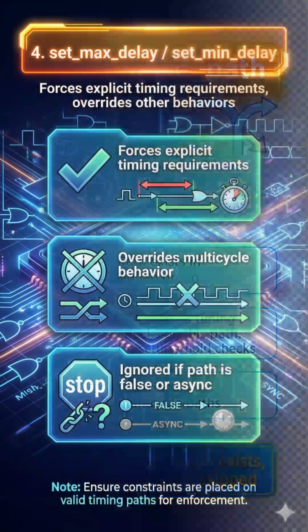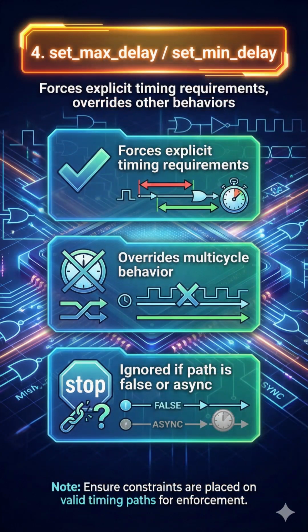Fourth priority, set_max_delay and set_min_delay. Now we come to explicit delay constraints. set_max_delay and set_min_delay force specific timing requirements on a path. They override any multicycle behavior. However, these constraints only work if the path is being timed. If the path is false, asynchronous, or disabled, then max or min delay is completely ignored. This is a very common source of confusion during sign-off.